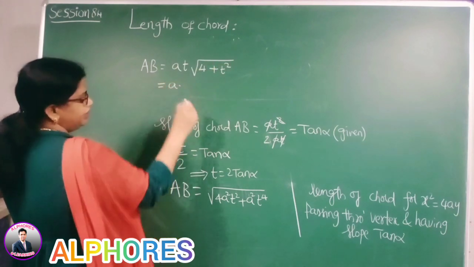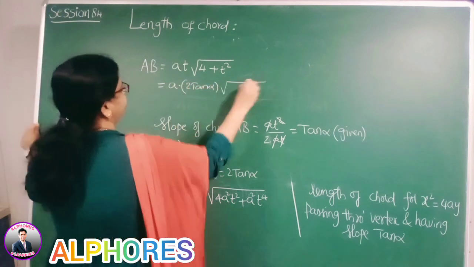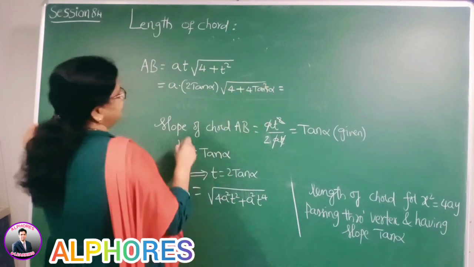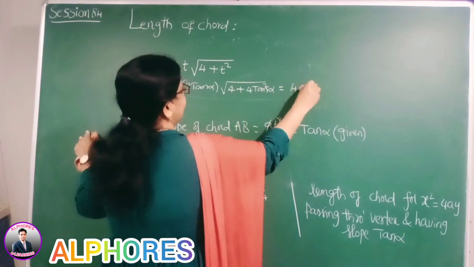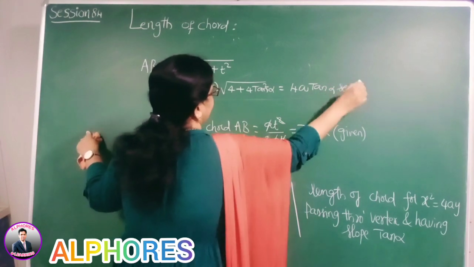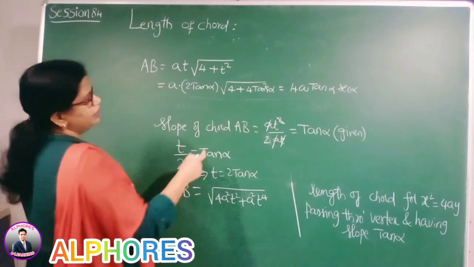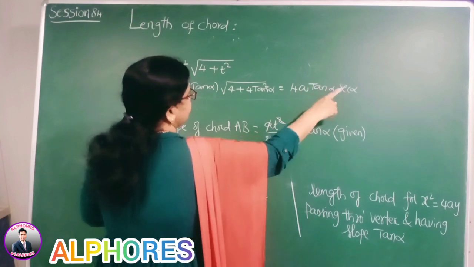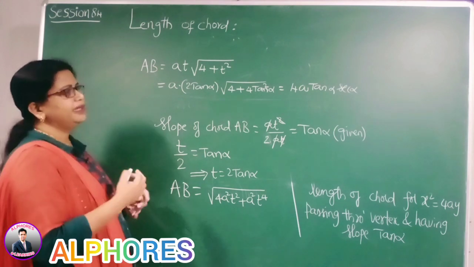Now a into t means what is the value? 2 tan alpha. And next here it is under root of 4 plus 4 tan square alpha. So that value is nothing but 2a, and again from here 4 another 2, so 4a tan alpha into this, which is 1 plus tan square alpha. Therefore this is nothing but secant square alpha. And if you want to simplify, this is 4a sin alpha divided by cos alpha, so 4a sin alpha secant square alpha. However the options are given, we arrange like that.